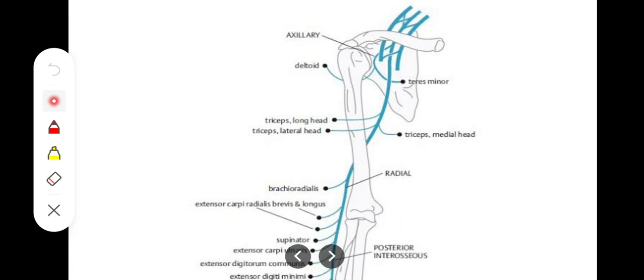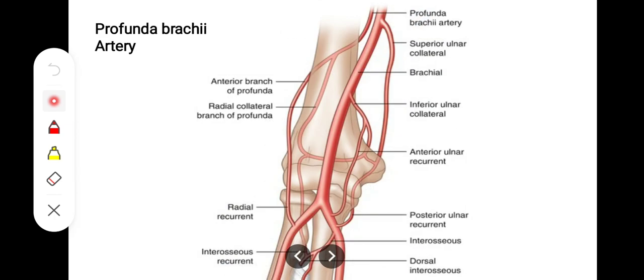The next topic of our today's lecture is the profunda brachii artery. So just after the brachial artery is formed, जैसे ही brachial artery बनती है from the axillary artery, it gives off its major, deeper or denser branch, that is the profunda brachii artery, right? This is the profunda brachii artery जो कि आगे आकर divide हो जाती है into an anterior and a posterior branch, जो कि इसकी terminal branches हैं, anterior descending and posterior descending.